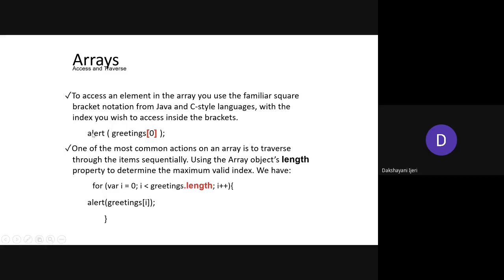So the alert method has been used here just to display the things. However, you can use other print statements, like document.write in JavaScript. Okay, so how do you access a particular element? Use the name of the array variable, and within the square brackets the specific index value, to tell which element you want to get.